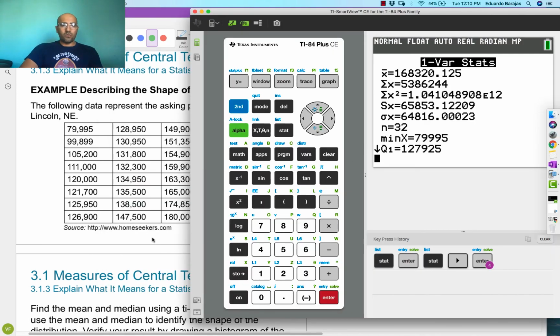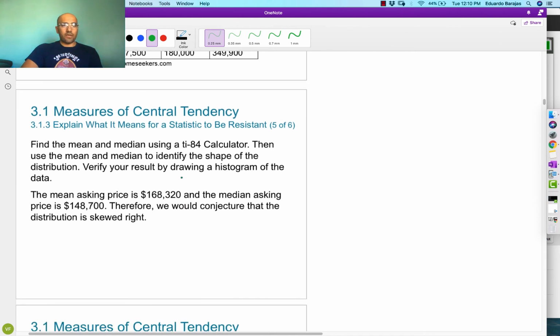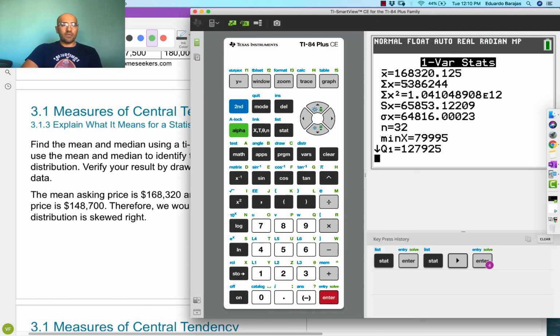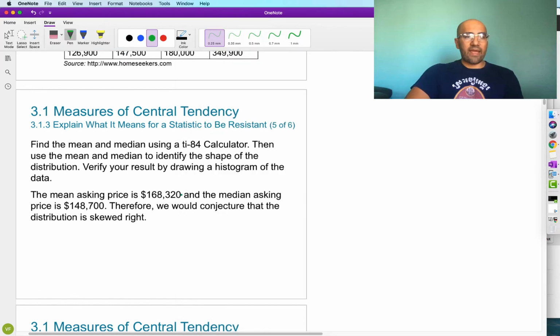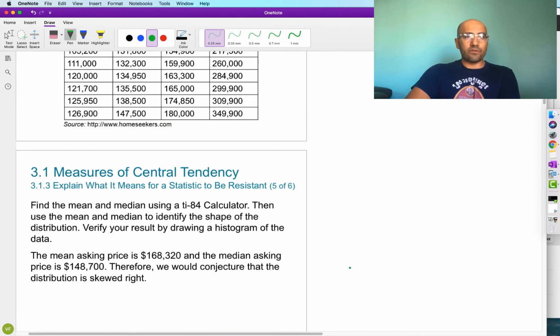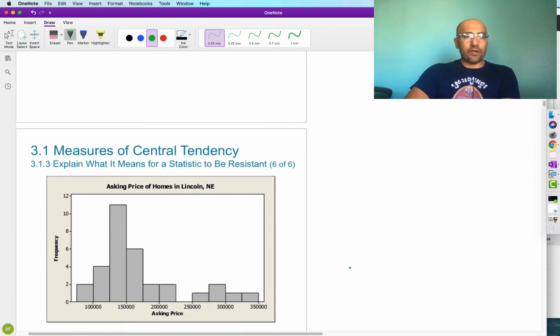Okay, so let's match that up with the results that the author got, and they match. The mean is $168,320, and the median, go down here, is $148,700. Good. Okay, so our results match with what the author got for the same set. Okay, creating a histogram.